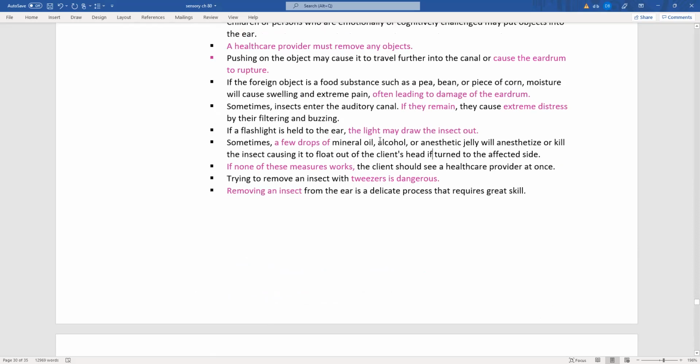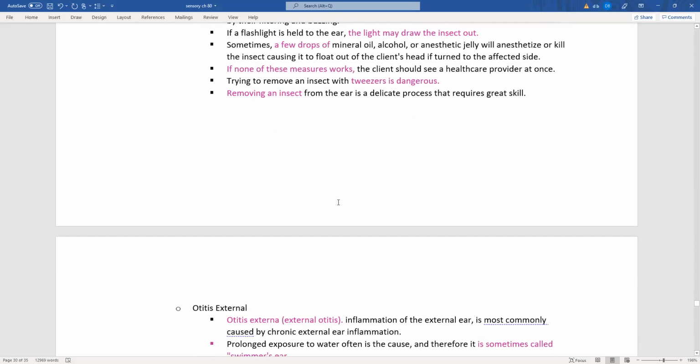So we may have to put some mineral oil in there, alcohol, anesthetic jellies. They may get the bug out of there. Don't put no tweezers in there, no Q-tips, no hairpins. If none of that works, get the doctor.